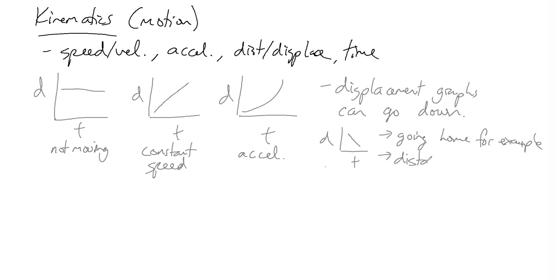Distance graphs always go up or stay straight, but they can't go down. Other than that, a DT graph could be a displacement graph or it could be a distance graph. There's often no real way to tell, but if it's going down, it's pretty much guaranteed to be a displacement graph. That's typically one of the key differences. So displacement graphs can go down, distance graphs never go down. One of the common analogies is to think about the odometer on a car. The odometer on a car never goes down. As long as the car is moving, the odometer keeps on going up.